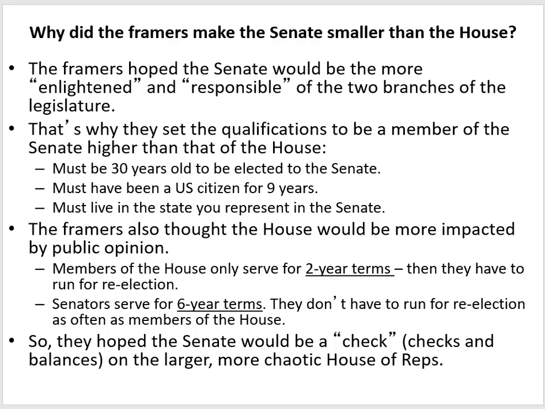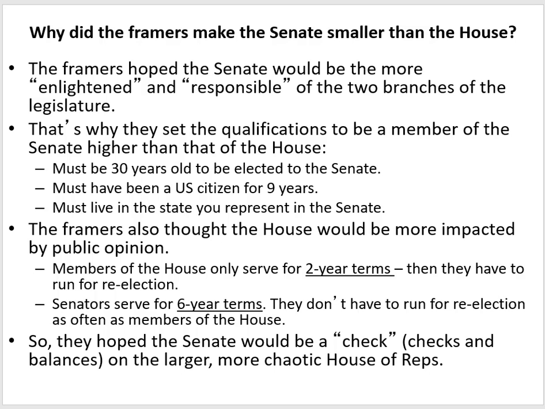To be a senator, you have to be at least 30 years old, versus for the House of Representatives, you only have to be 25. You must be a U.S. citizen for at least 9 years to be a senator, versus only 7 for a representative. A senator must live in the state they represent, and a representative must live in the district they represent.